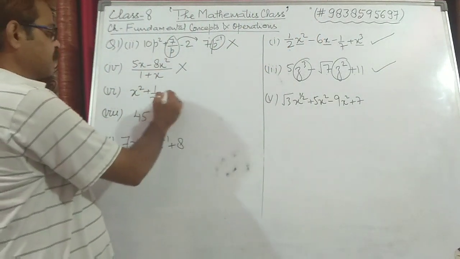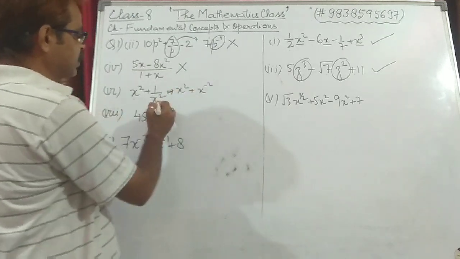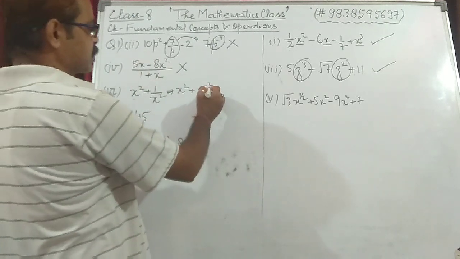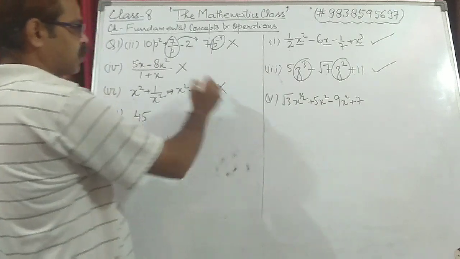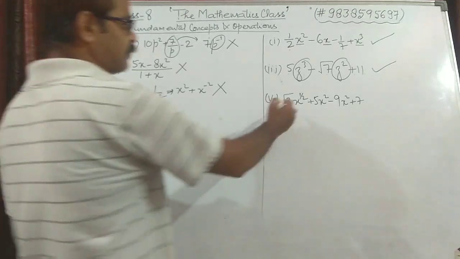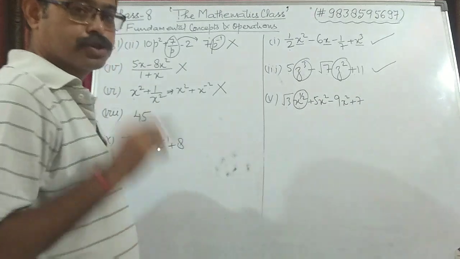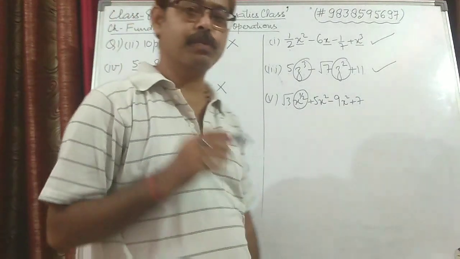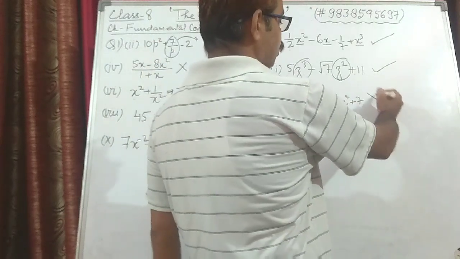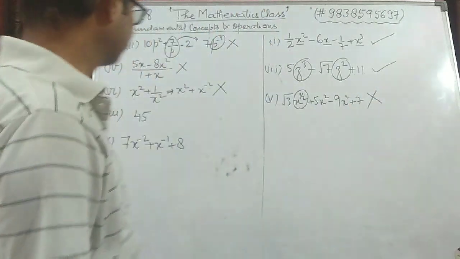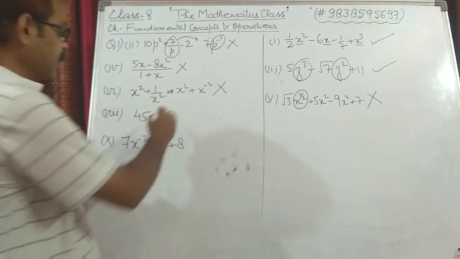x square plus 1 upon x square can be written as x square plus x to the power minus 2 when this moves to the numerator. So this has a negative power, and this is again not a polynomial. In the fifth part, under root 3 x to the power 1 upon 2. We know that in a polynomial the powers should be integral values, and 1 upon 2 is not integral. So this is also not a polynomial. 45 is a polynomial. What type of polynomial?